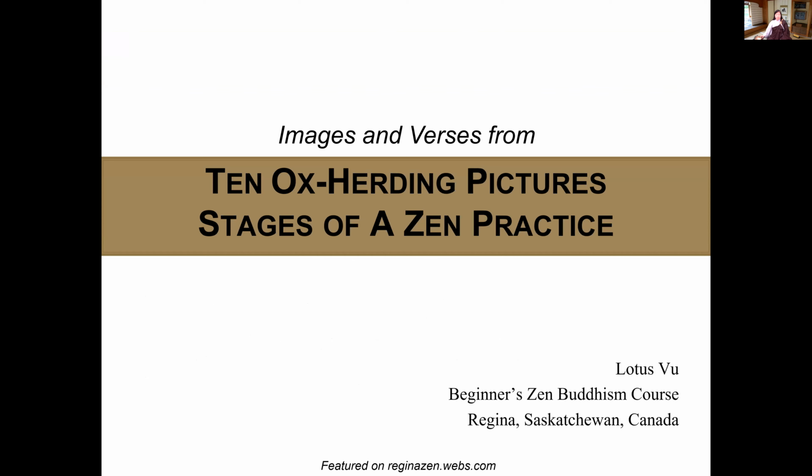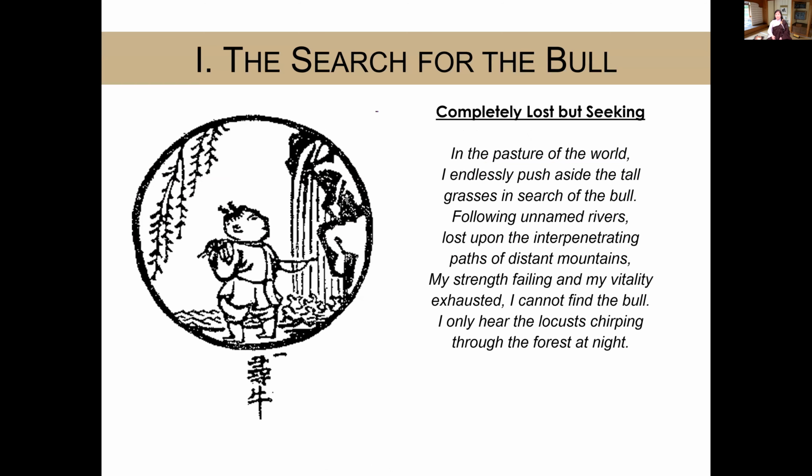So I'll quickly go through the 10 ox herding pictures in the stages of the Zen practice. So the first picture is this boy. Okay, he's wandering around in the woods. So this is representative of many of us. I would have to say all human beings. We're completely lost, but we're constantly seeking.